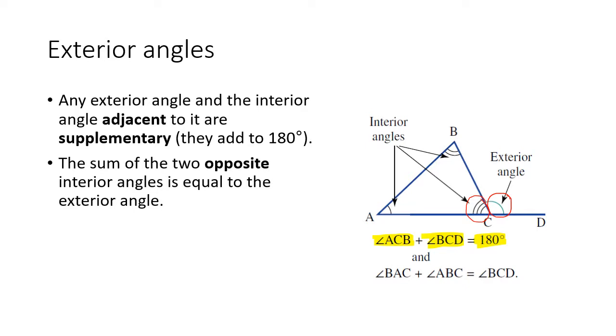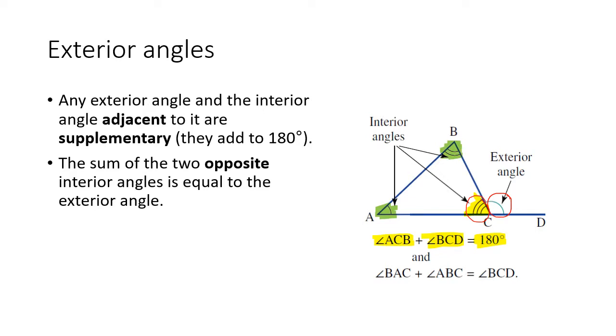Now, the other thing that we can see is that the sum of two opposite interior angles is equal to the exterior angle. So we were thinking about this angle here as our interior angle. Now, it was adjacent to the exterior angle, so the opposite angles must therefore be these ones over here.